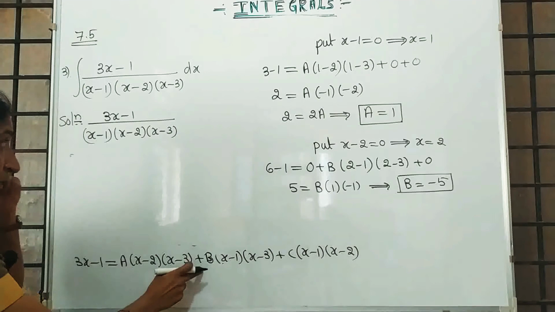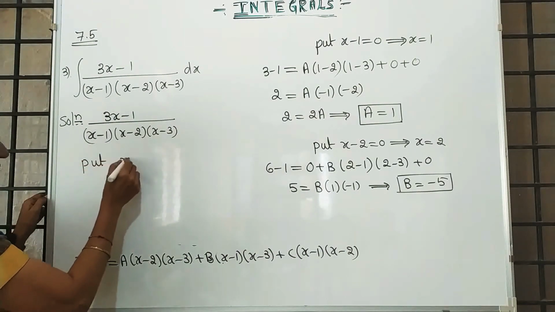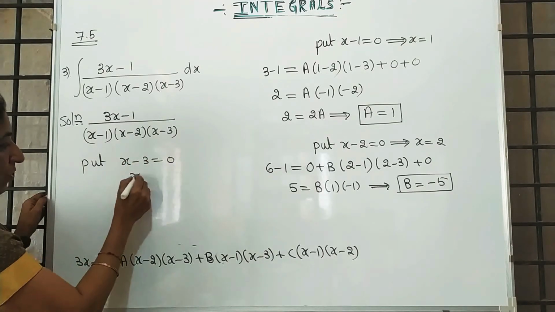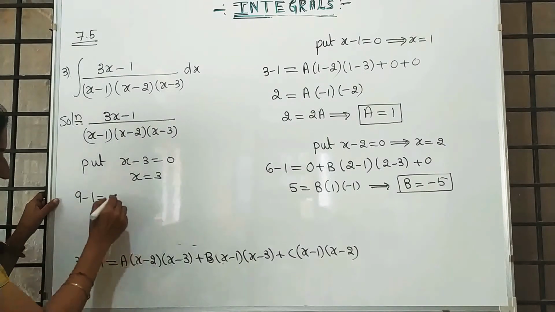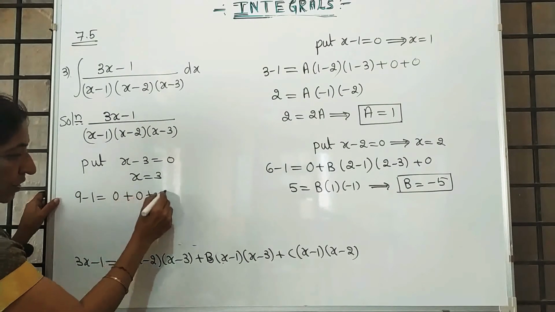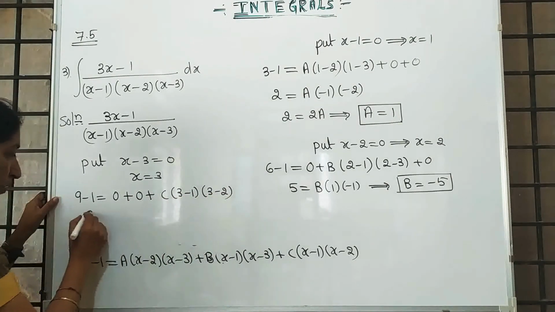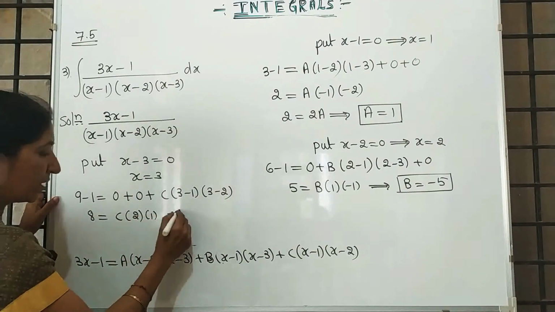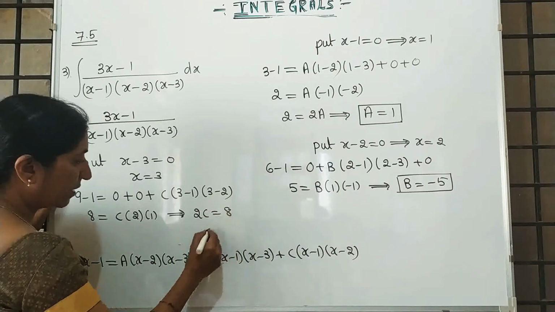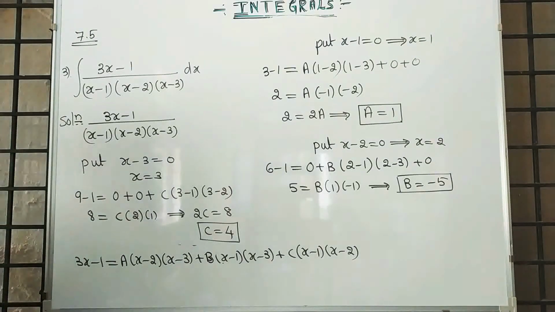And for the third one, I want this for reference, so I kept it as it is. Here I am writing, put x minus 3 equal to 0, x is equal to 3. Left side is 9 minus 1. A is 0, B is 0. C is (3 minus 1)(3 minus 2). So 8 is equal to C into 2 into 1, which implies 2C is equal to 8, C is equal to 4. Now we got A, B, C, all three values. Write down those values in equation 1.